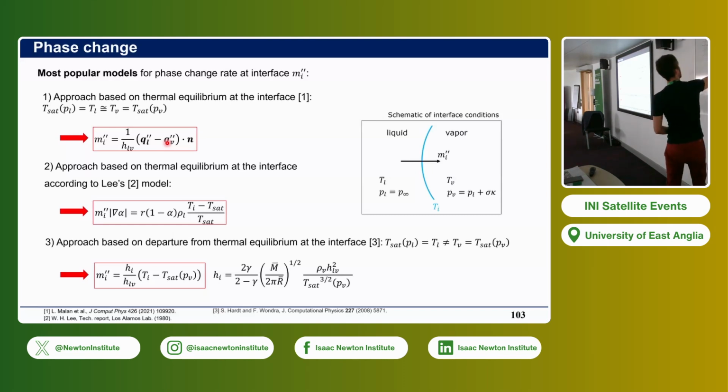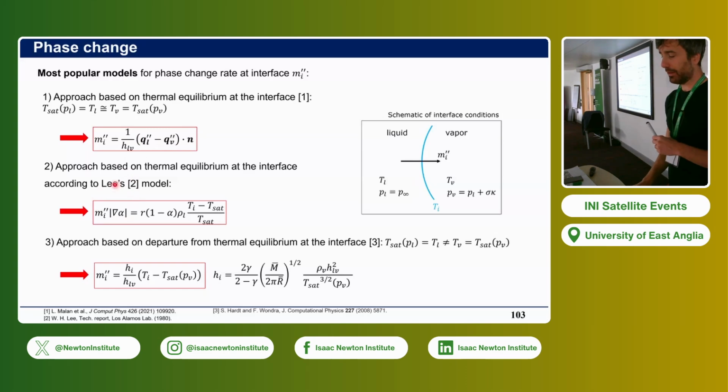On the vapor, you do the same thing. You move 1 grid cell, you get TV, so this point here is Tsat. You calculate the heat flux on the vapor side as TV minus Tsat divided by the distance. So you can calculate the heat fluxes in that way, and that would give you method 1.